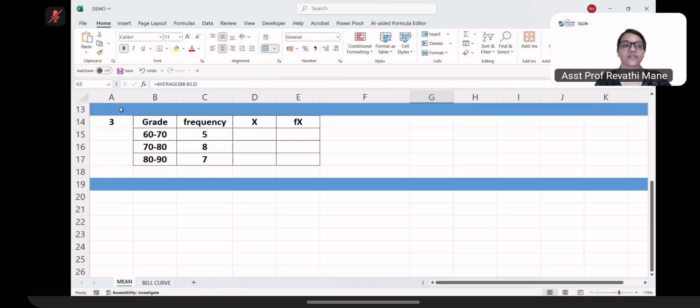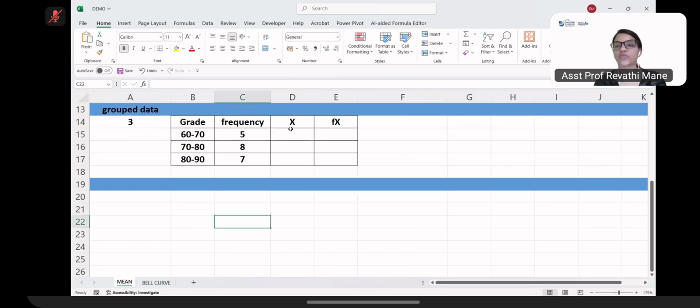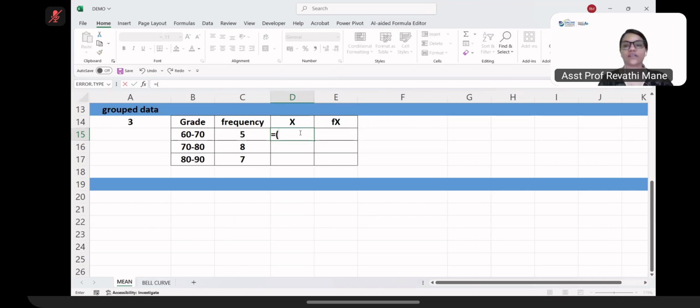If it is a frequency distribution or grouped data, then in Excel there is no direct function that you can use to calculate it. Here you have to do a little manually. So how will you calculate x? You will add both the upper limit and the lower limit of your given class interval, then divide it by 2. So what I have here is 60 plus 70 divided by 2. Similarly you will do it for the others as well.